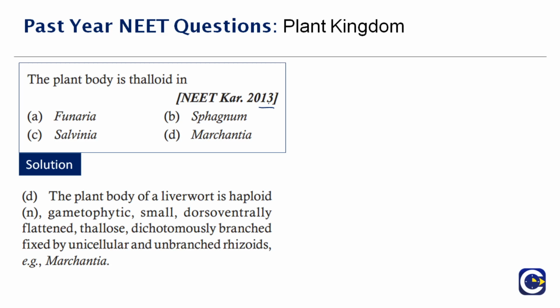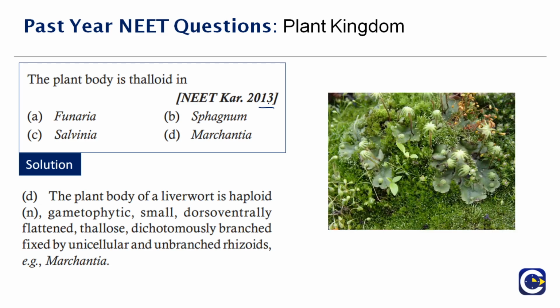I think you can guess it from the picture on the right side. The picture is a Marchantia, so the correct answer is Marchantia, and I'll tell you why. The plant body of liverwort is haploid. It is a gametophyte, small and dorso-ventrically flattened, thallus and dichotomously branched. It is fixed by unicellular and unbranched rhizoids. Funaria, Sphagnum and Salvinia are not thalloid. Marchantia belongs to the family Marchantiaceae, a group of thalloid liverworts.